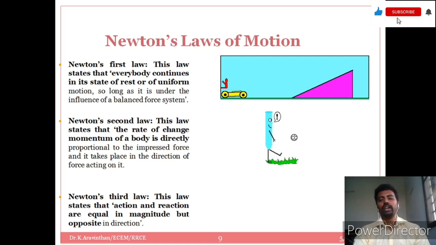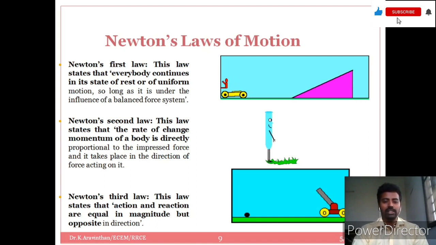So you can take an example of a football. The football is going to travel in a particular direction by the action of the force. So whoever is playing this football, according to the momentum and the force acting on the object and its direction, the object is going to move in a particular direction. So this is Newton's second law.